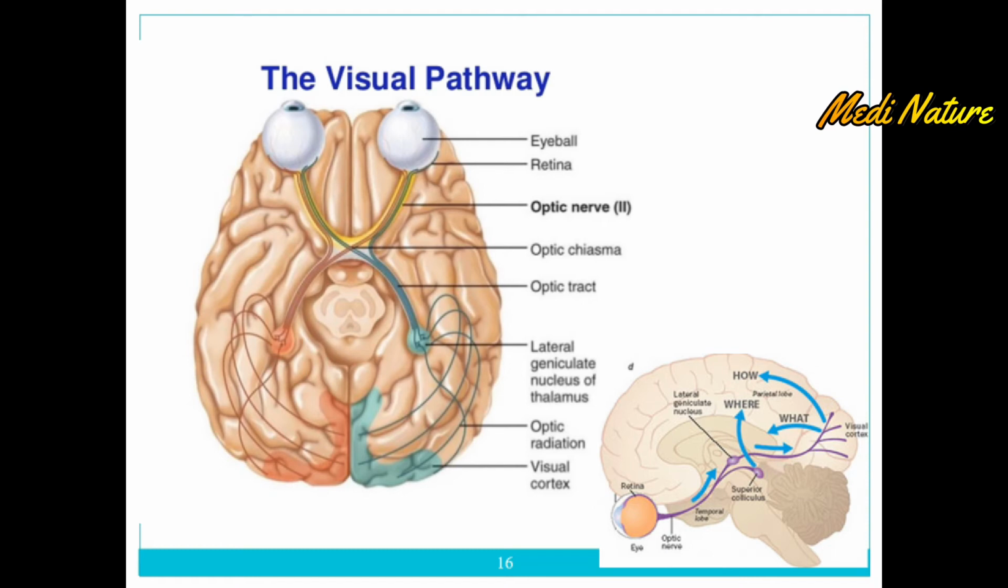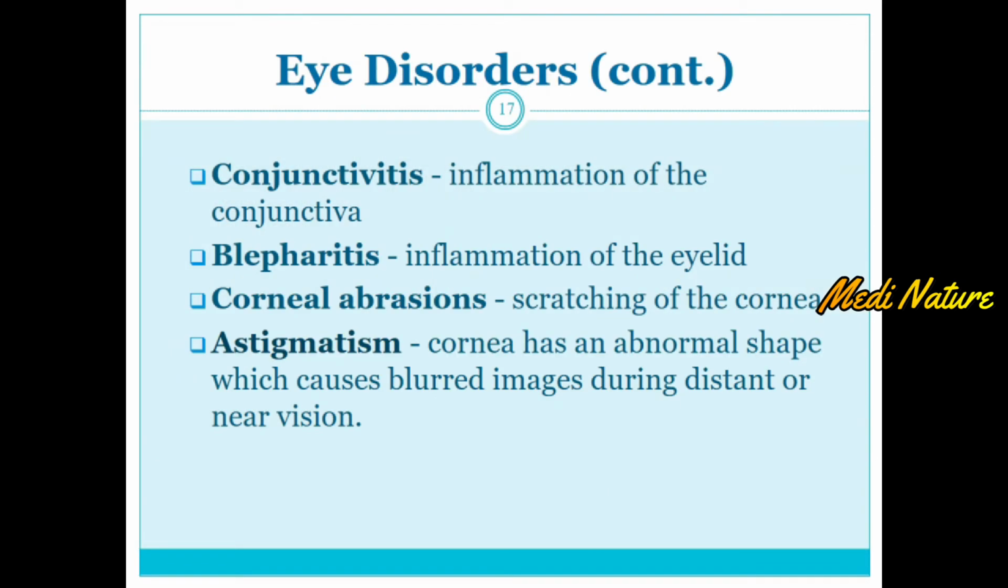From there, they make synapses, and the axons of new neurons make the optic radiations. Then the impulses go through this optic radiation to the visual cortex in order to interpret the information and recognize the image. So this is the summary of the visual pathway. Now we are going to talk about clinical conditions related to the eye.